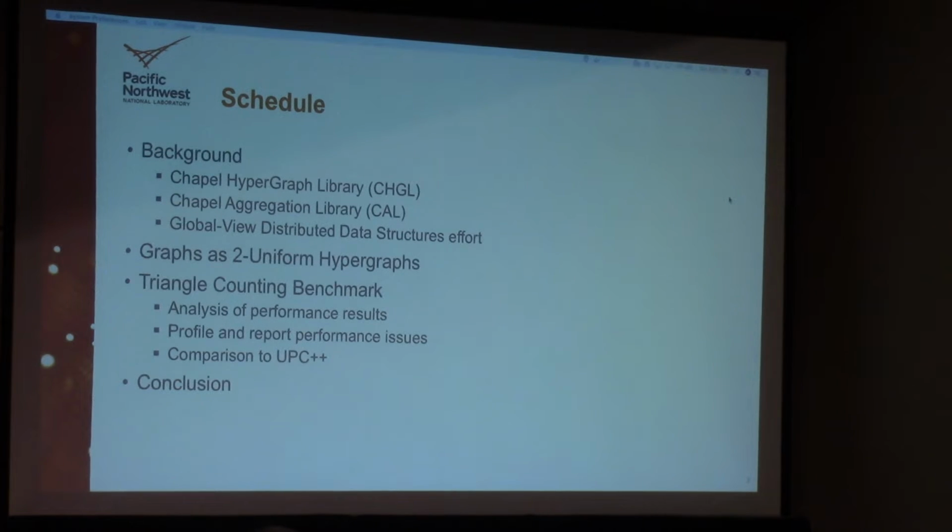So in this talk, I will be discussing the Chapel HyperGraph Library, giving some background on it, the Chapel Aggregation Library, giving background on that, the effort for making global view distributed data structures, and in particular, exploring implementing graphs as two-uniform hypergraphs, which are hypergraphs where hyperedges are just sets of two vertices. And we also implement this triangle counting benchmark and analyze the performance and compare it to UPC++, another popular PGAS library for C++, which is fundamentally different from Chapel.